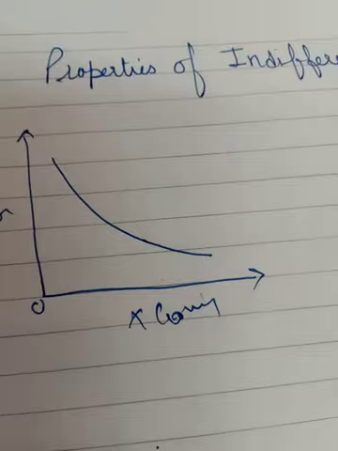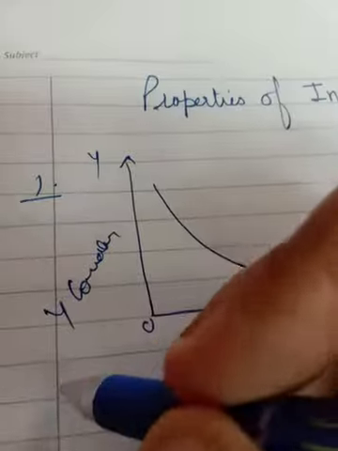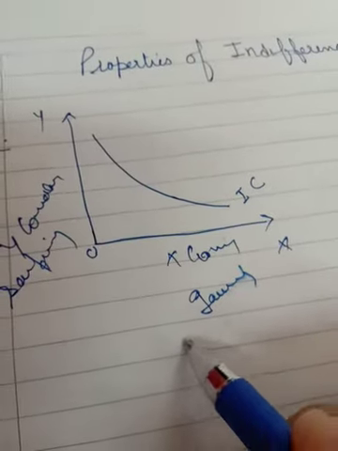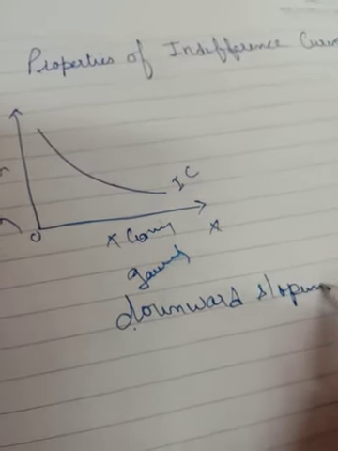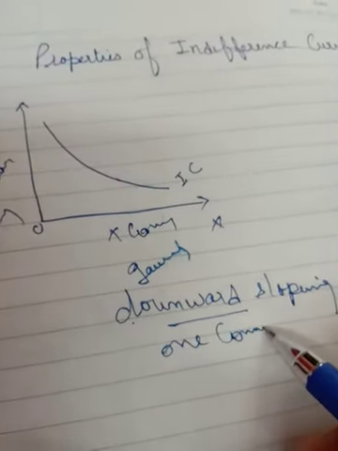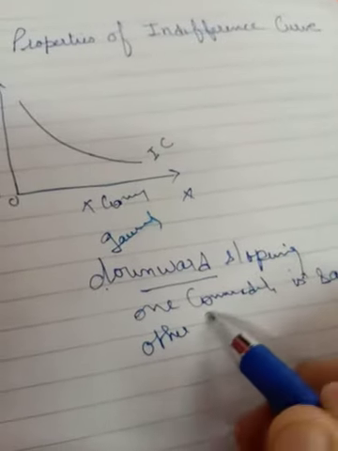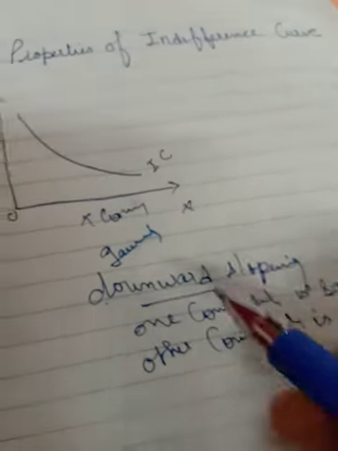The commodity we are showing on the x-axis, definitely that is the gaining, and on the y-axis that is sacrificing. This is the indifference curve. First of all, I want to discuss the shape of indifference curve. The shape of indifference curve is downward sloping. Why downward sloping? Because one commodity is sacrificing and one other commodity is gaining. So that is why it is downward sloping.